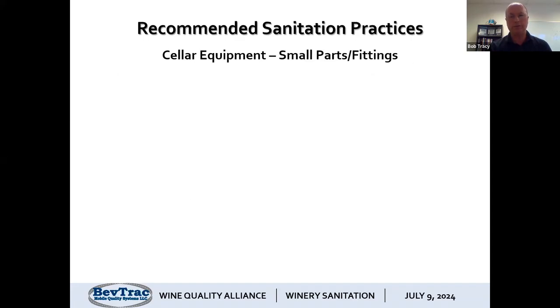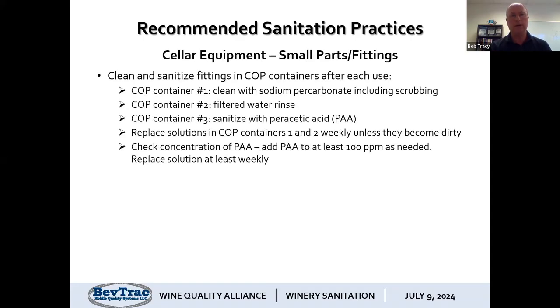So, small parts and fittings. Again, clean and sanitize the fittings in clean out-of-place containers. That can be like 3 large buckets or a sink that has 3 containers in it. Container number 1 should have a sodium percarbonate solution, and you want to be scrubbing the fittings in that solution. Have a filtered water rinse container, and then the third container is your sanitizer, like peracetic acid.